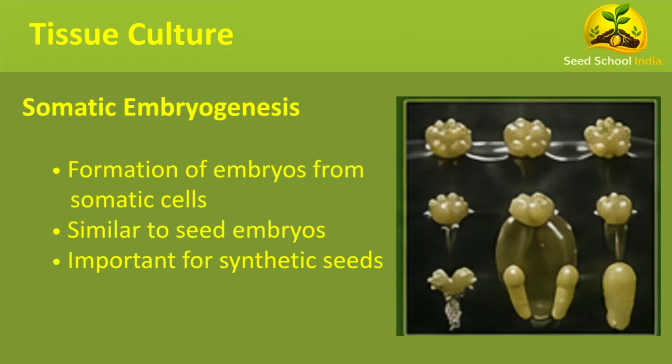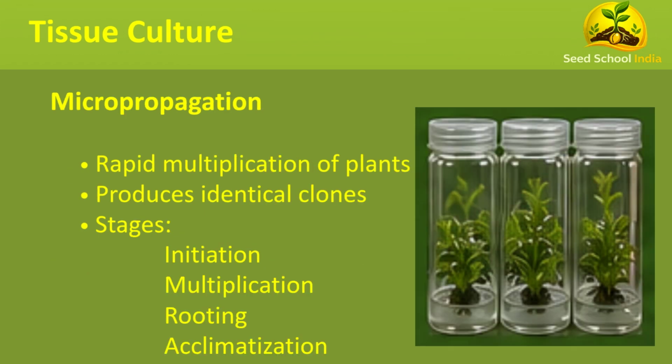In somatic embryogenesis, embryos develop from somatic cells instead of seeds. These embryos resemble natural embryos and can develop into plants. This technique is important for synthetic seed production. Micropropagation is the rapid multiplication of plants under tissue culture. It produces genetically identical plants, also called clones. It includes stages like initiation, multiplication, rooting, and acclimatization.